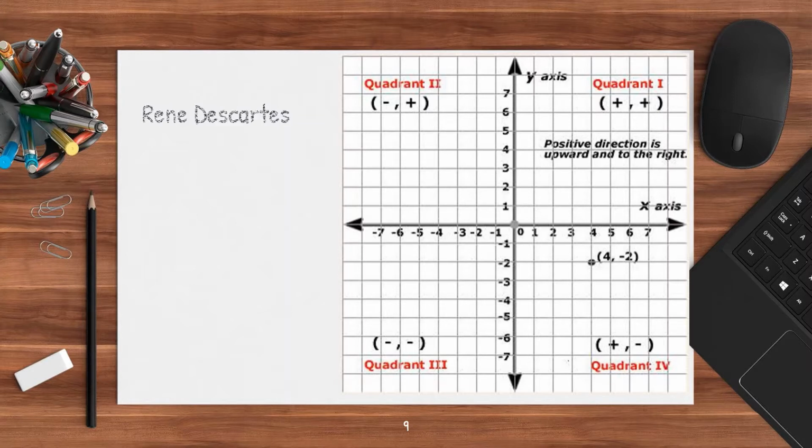philosopher. The x and y axis break the plane into four regions called quadrants and named using Roman numerals 1, 2, 3, and 4 as pictured. In quadrant 1, both coordinates are positive. In quadrant 2, the x-coordinate is negative and the y-coordinate is positive. In quadrant 3, both coordinates are negative, and in quadrant 4, the x-coordinate is positive and the y-coordinate is negative.